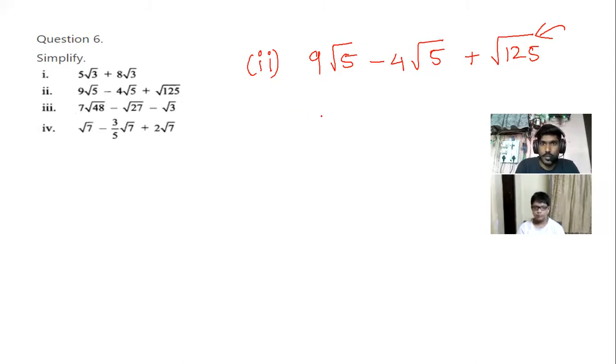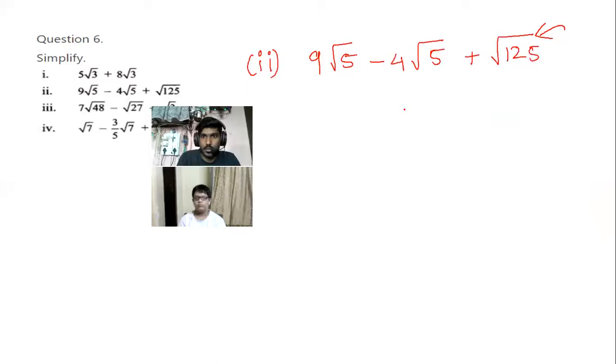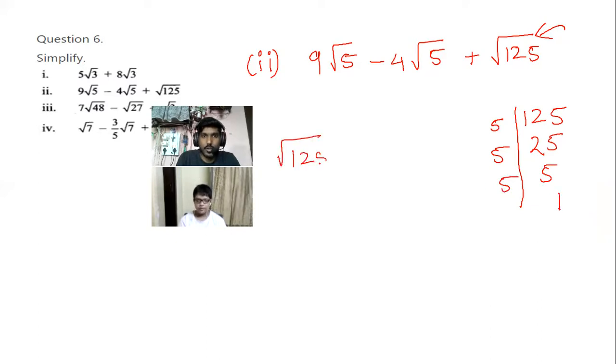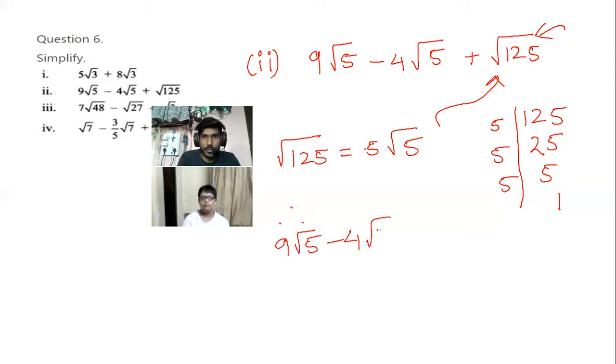So first let's reduce it. You find the prime factors of 125. Can you tell me what are the prime factors of 125? 5, then 5, and 5 once more. So what will be the reduced form of root 125? 5 root 5. You just substitute this in. So therefore, 9 root 5 minus 4 root 5 plus 5 root 5.